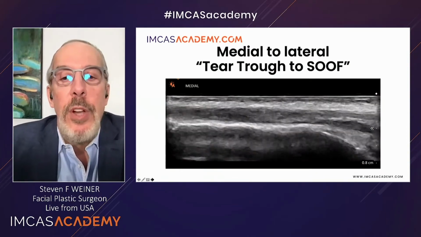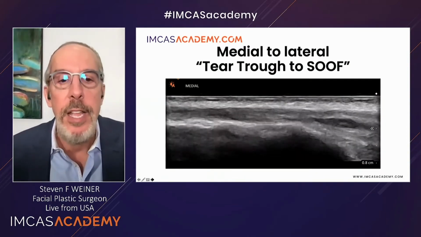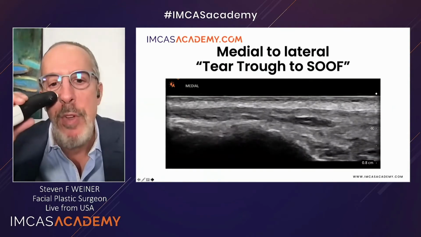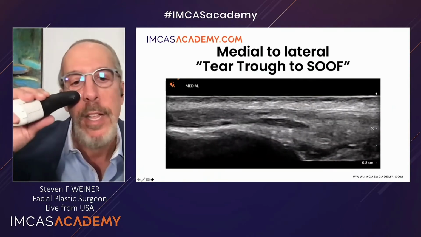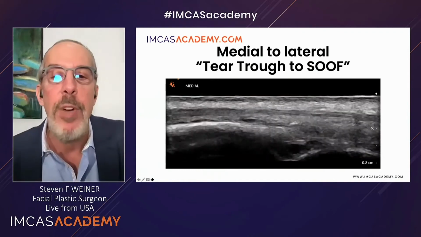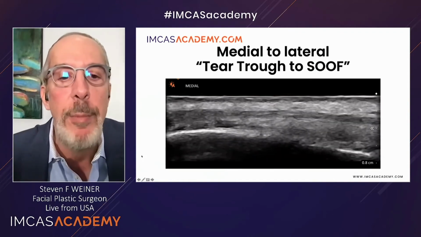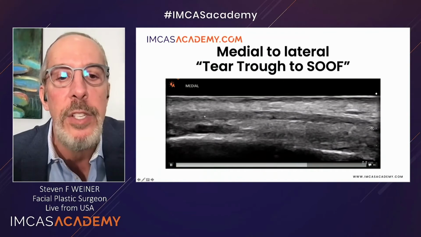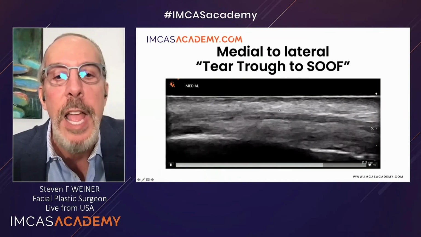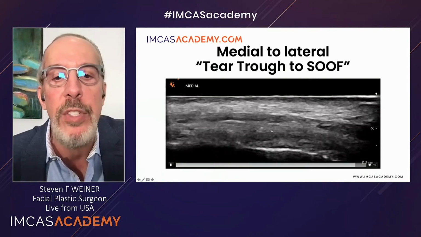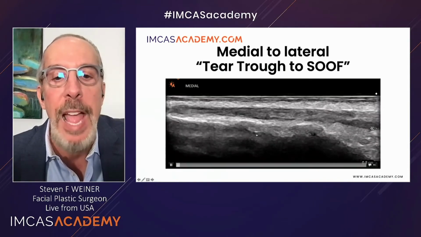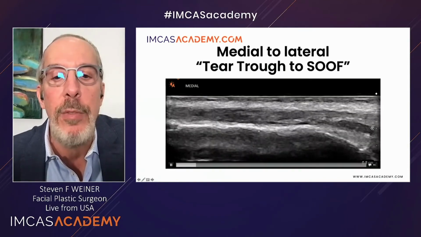So what I'm showing right here is the ultrasound, and I'm going to be moving it along just inferior to the infraorbital rim. And what you can see is the darker area here is the orbicularis oculi. And then as you go more laterally, you start to see the medial SUF, which is the deep fat pad just underneath the orbital rim. We'll go through it again.